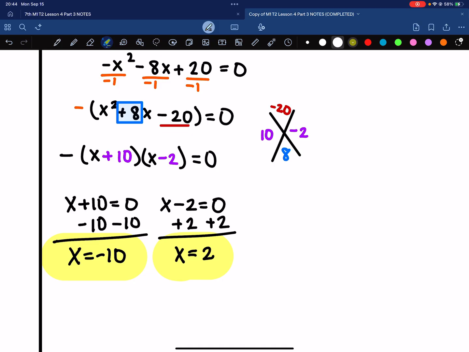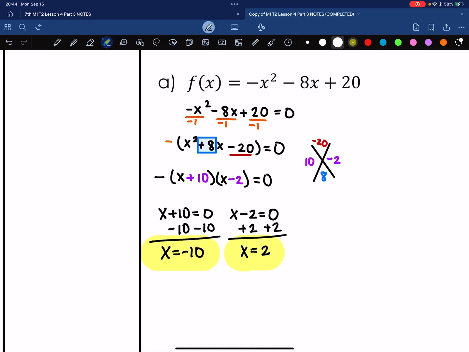So there are the x-intercepts. Now, how can you check yourself? You have a couple different ways. One, this right here is factored form. So let's write that out. This part right here is factored form.